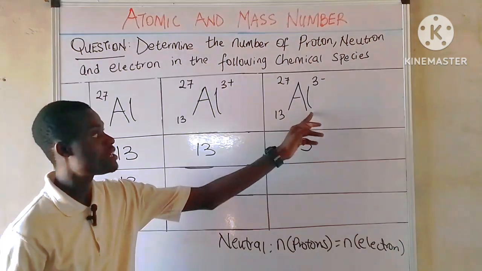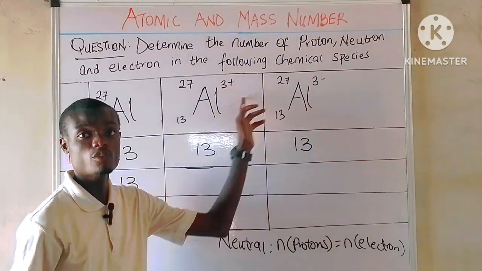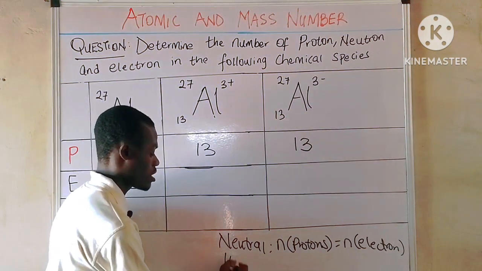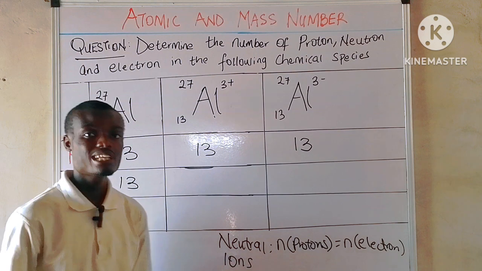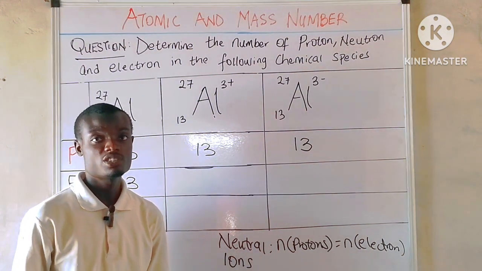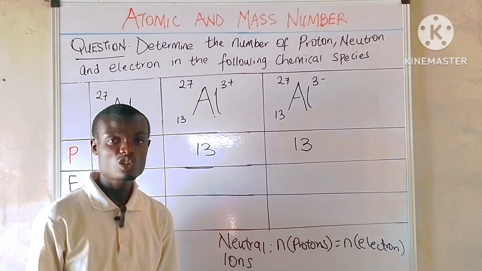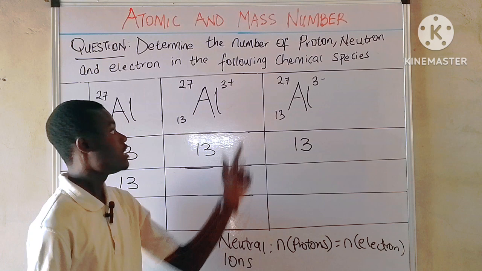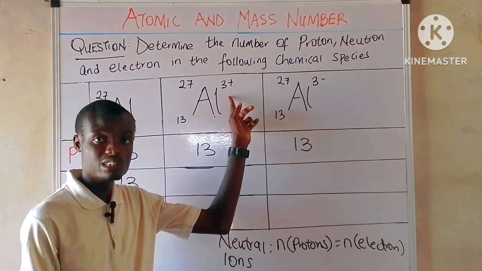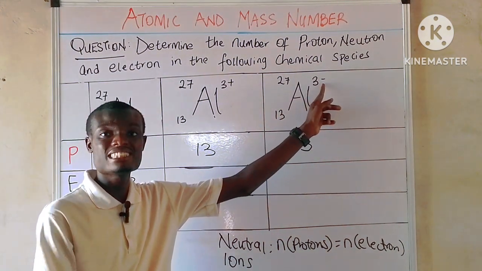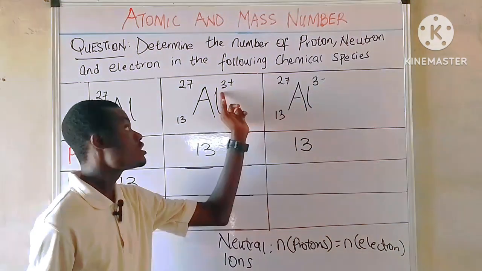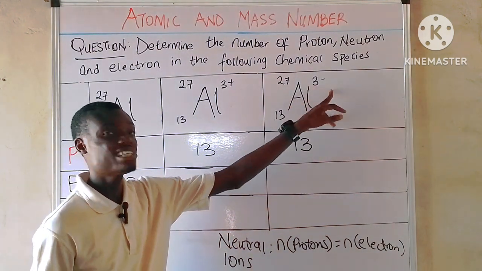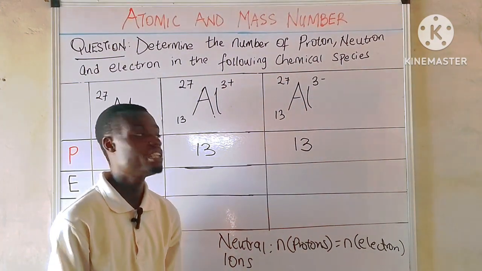But for these two species, they are not neutral because they have a charge. So in chemistry, we call these ions. So what's an ion? An ion is simply a chemical species or an atom that has lost or gained electrons. If it has a positive sign, it simply means it has lost electrons. And if it has a negative sign, it simply means it has gained electrons. So the 3 plus here tells us that it has lost 3 electrons. The 3 minus here tells us that it has gained 3 electrons.